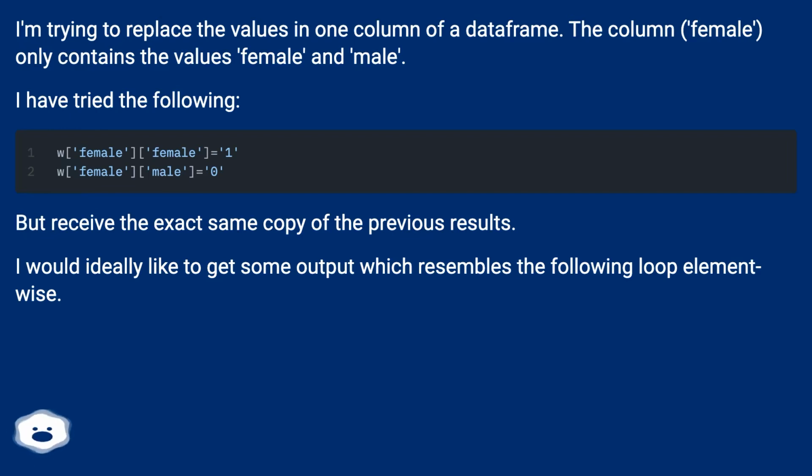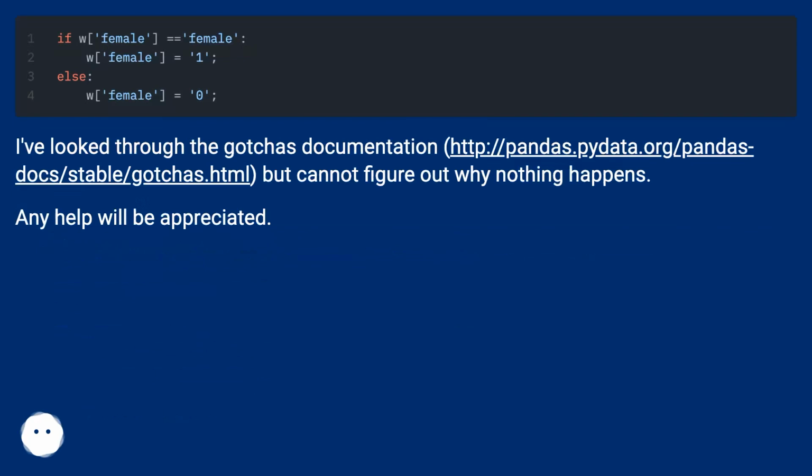I would ideally like to get some output which resembles the following loop element-wise. I've looked through the gotchas documentation, this URL, but cannot figure out why nothing happens. Any help will be appreciated.